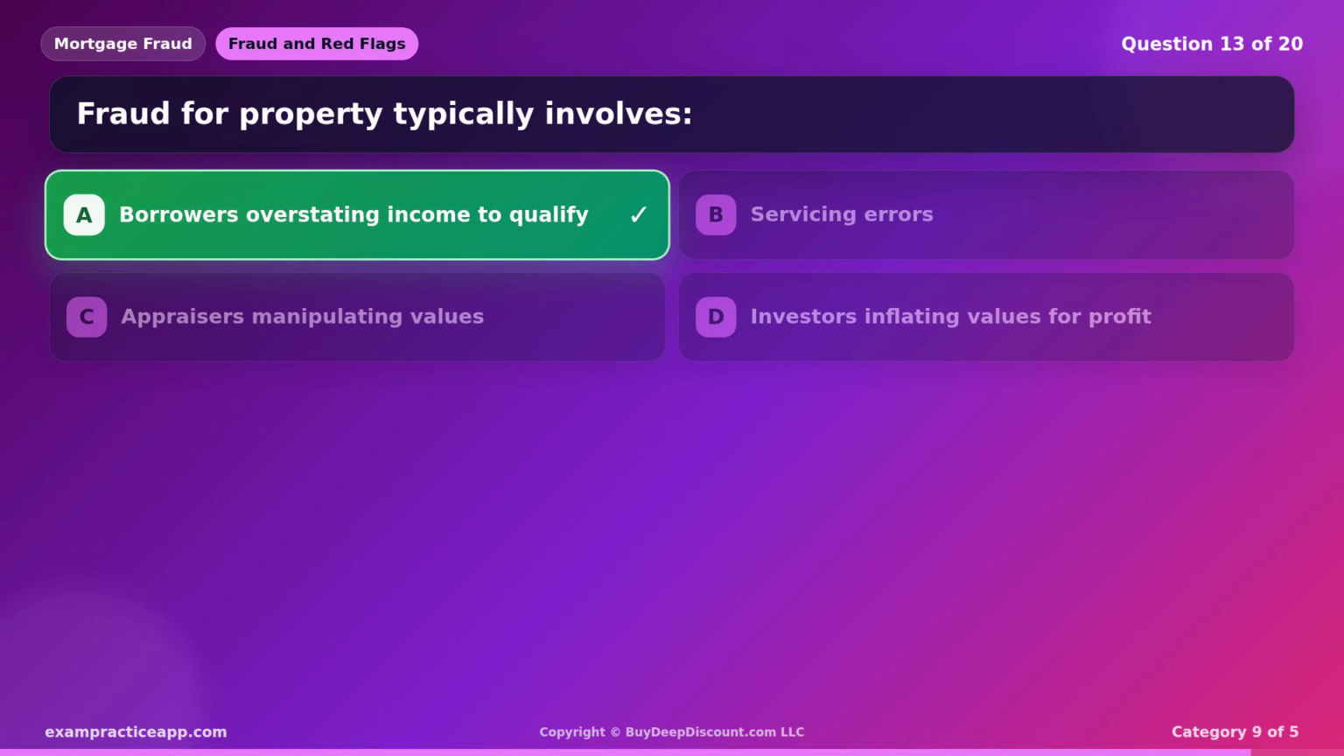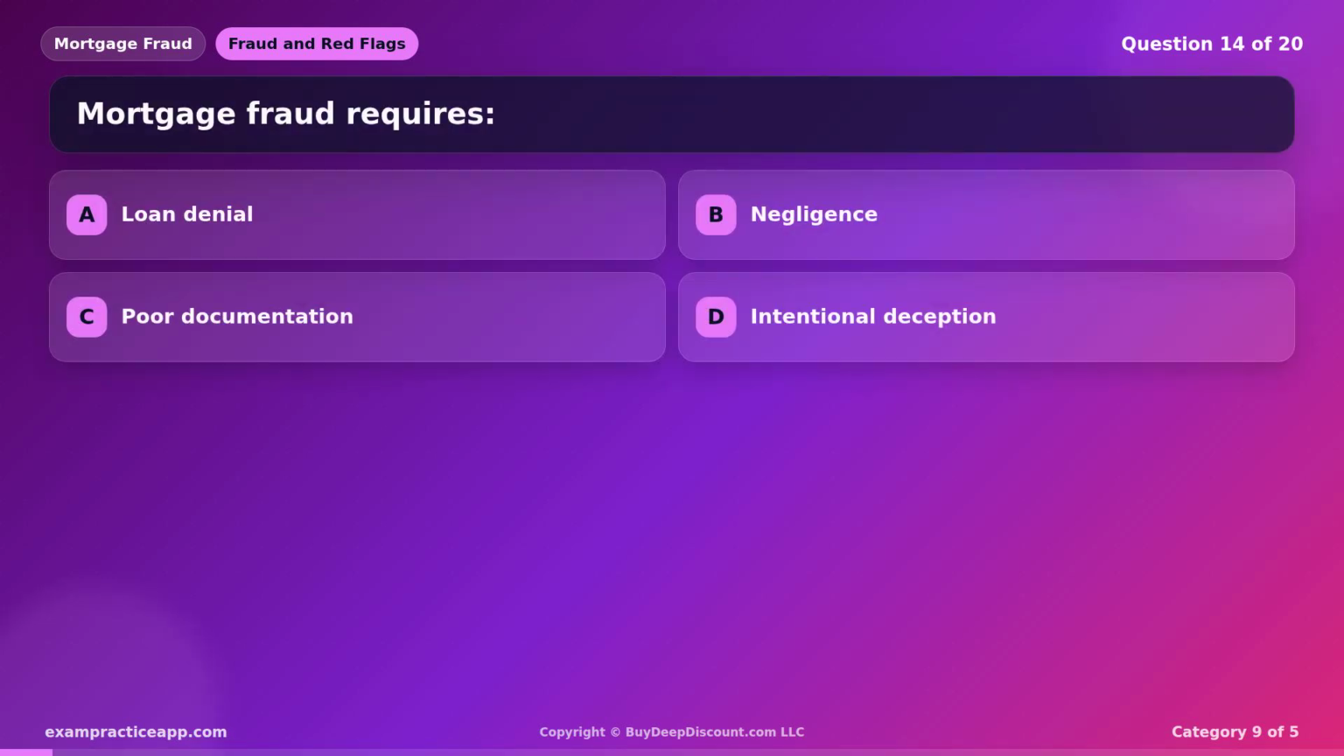Question 14. Mortgage fraud requires option A, loan denial. Option B, negligence. Option C, poor documentation. Option D, intentional deception. Take a moment to choose your answer. The correct answer is option D, intentional deception. Explanation. Fraud requires intent, not accidental error.